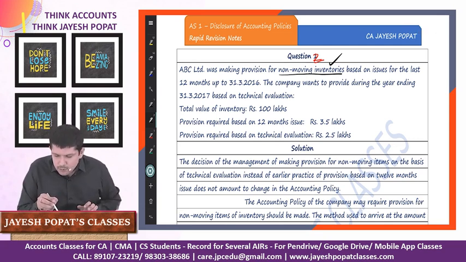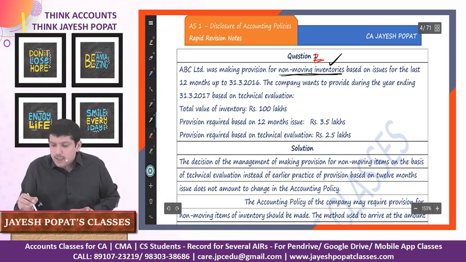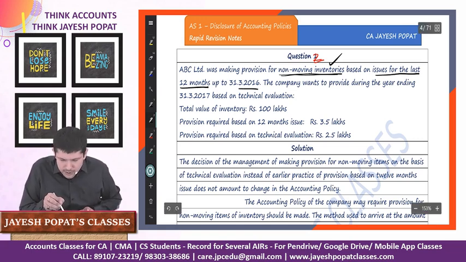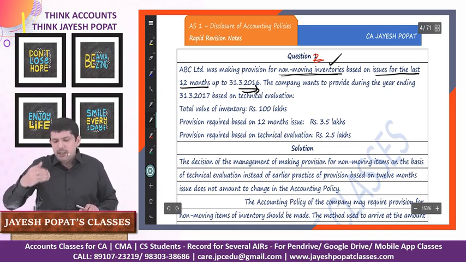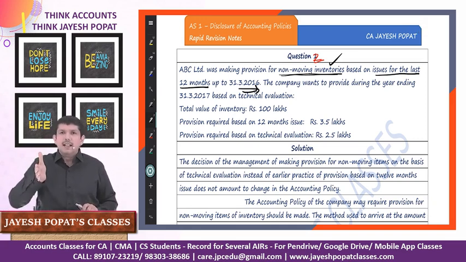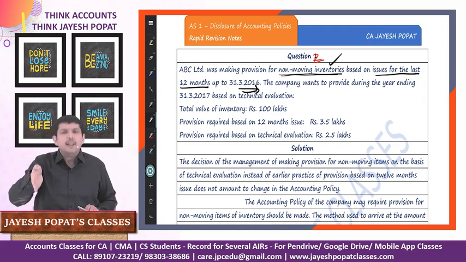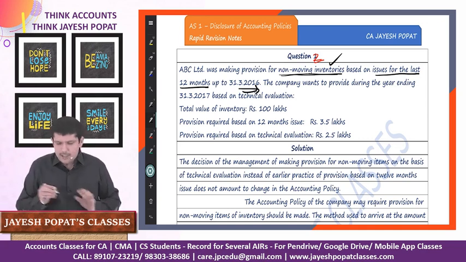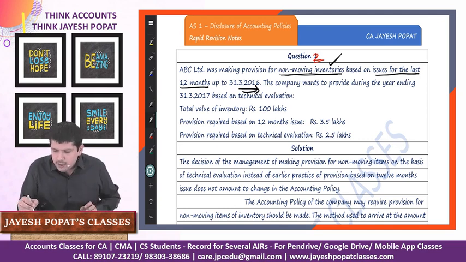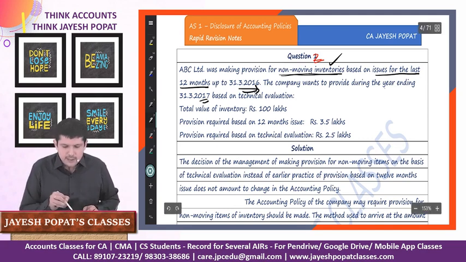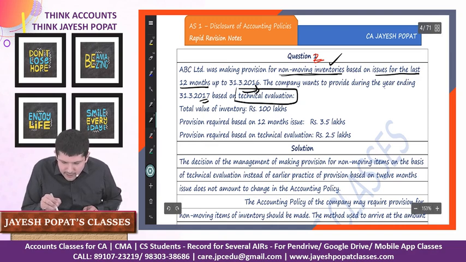ABC Limited was making provision for non-moving inventories based on issues for the last 12 months up to 31st March 16. So what does it mean, issued for the last 12 months? It says that if a particular item of inventory hasn't been issued or hasn't been sold for a consistent period of 12 months, then we'll classify that inventory as non-moving and we will make a provision on that. The company wants to provide during the year ending 31st March 17 based on technical evaluation.